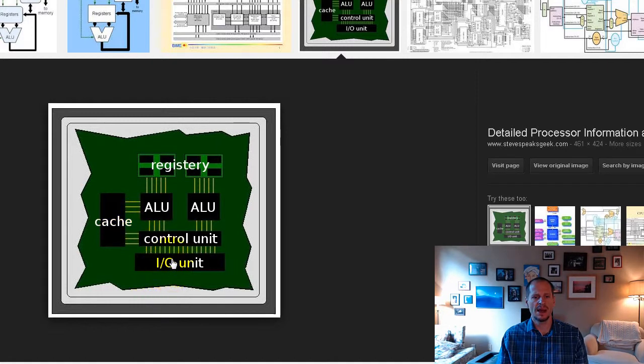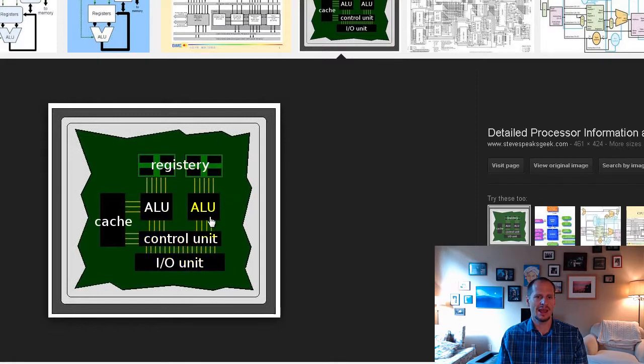We also have heard about I/O before. So this is the I/O unit, the input-output unit. This is where everything comes in and out of the CPU. And then we have the control unit, which controls everything that's going on inside the CPU, so very appropriately named.